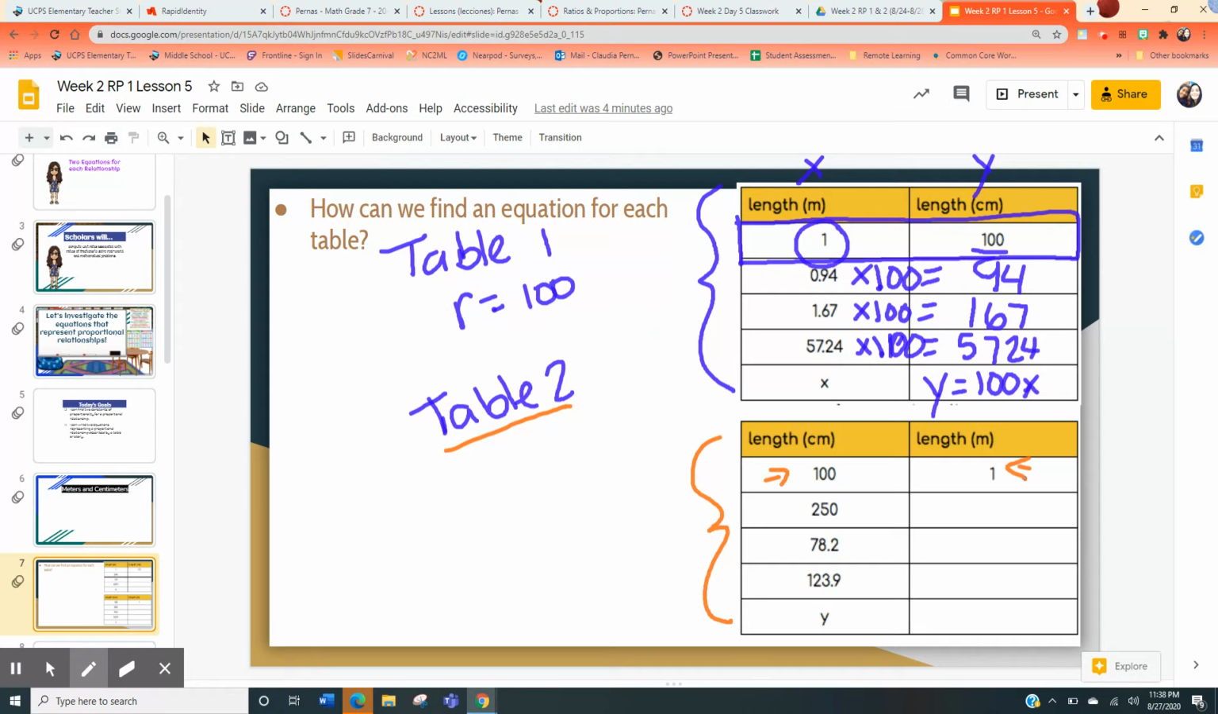So for those of you that remember, another way to solve my unit rate is R equals Y over X. So remember, this is my X side, this is my Y side. So I can use this row to find my unit rate. So 1 divided by 100 makes my unit rate R equals 1/100th. Then I would go ahead and use that to figure out the rest of my table.